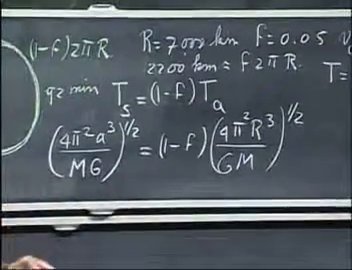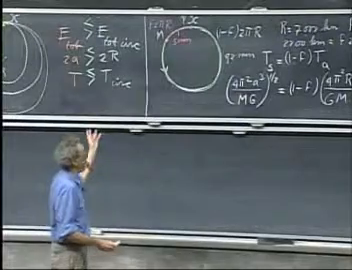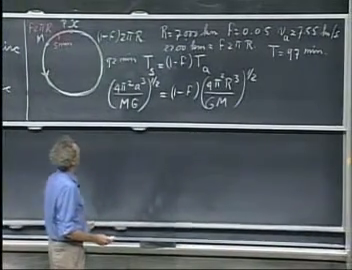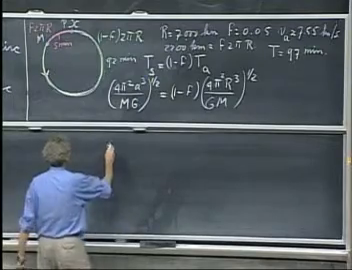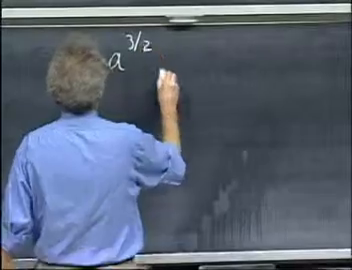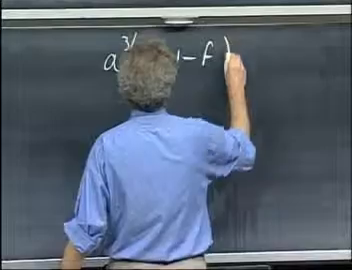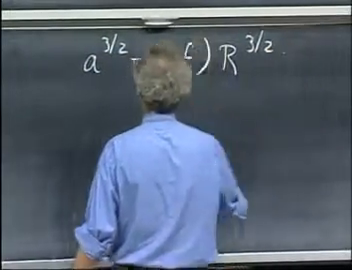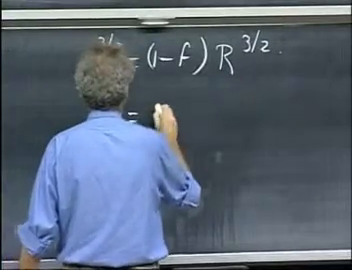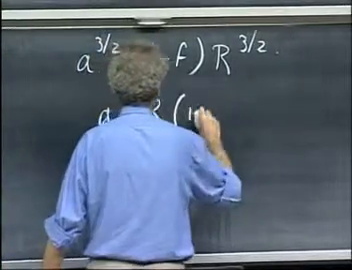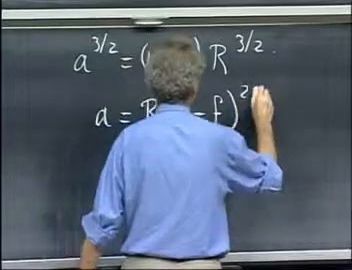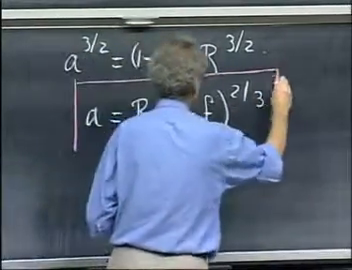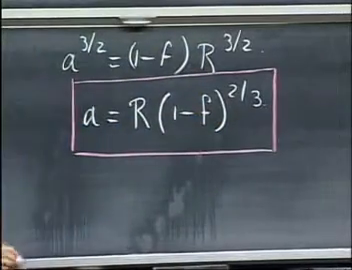Look, we lose m, we lose g, we lose 4, we lose pi. What don't we lose? Well, what we don't lose is a to the power 3/2 equals 1 minus f times r to the power 3/2. So a equals r times 1 minus f to the power 2/3. And this is an amazingly simple result.